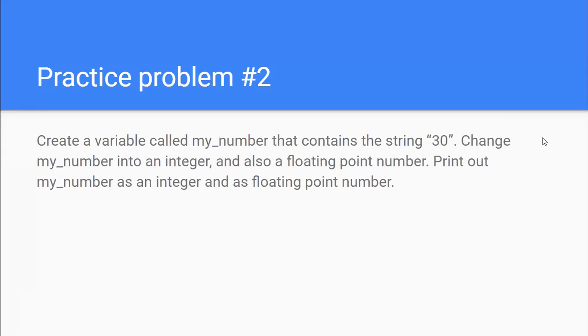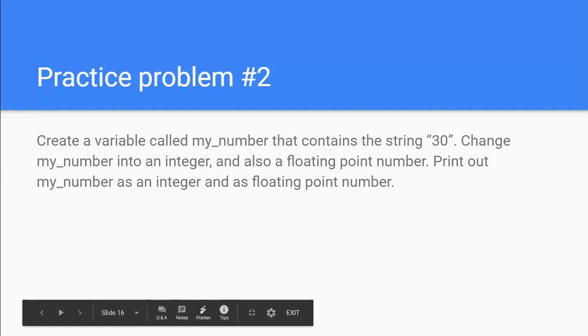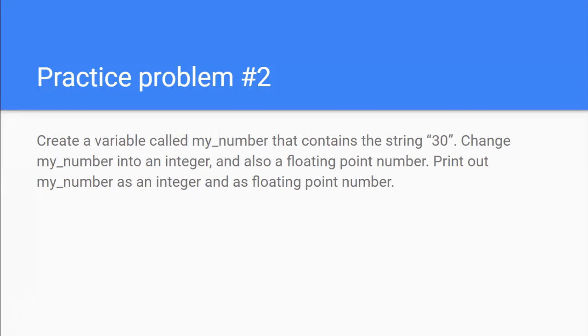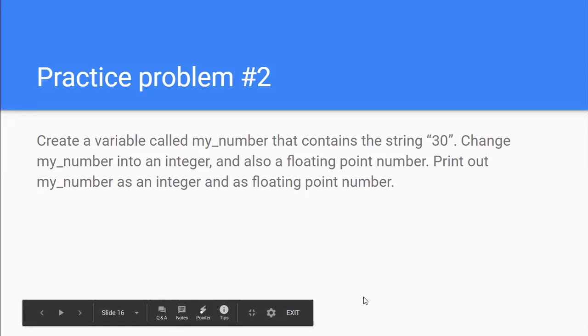All right, let's move on to practice problem number 2. Create a variable called my_number that contains the string 30. Change my_number into an integer and also a floating point number. Print out my_number as an integer and as a floating point number. Once again, try this on your own. See if you could do it by yourself. Pause the video, try to do it, and then when you're ready, come back and I will show you how I would do it.